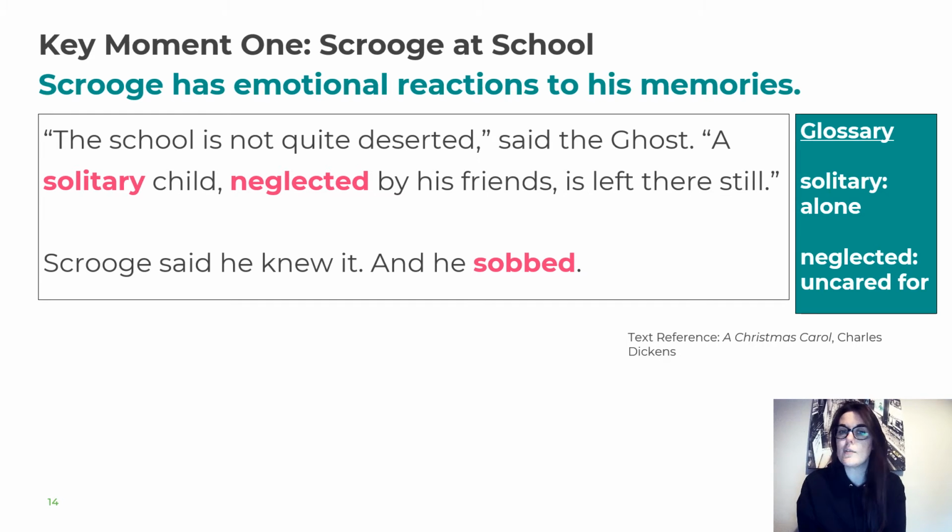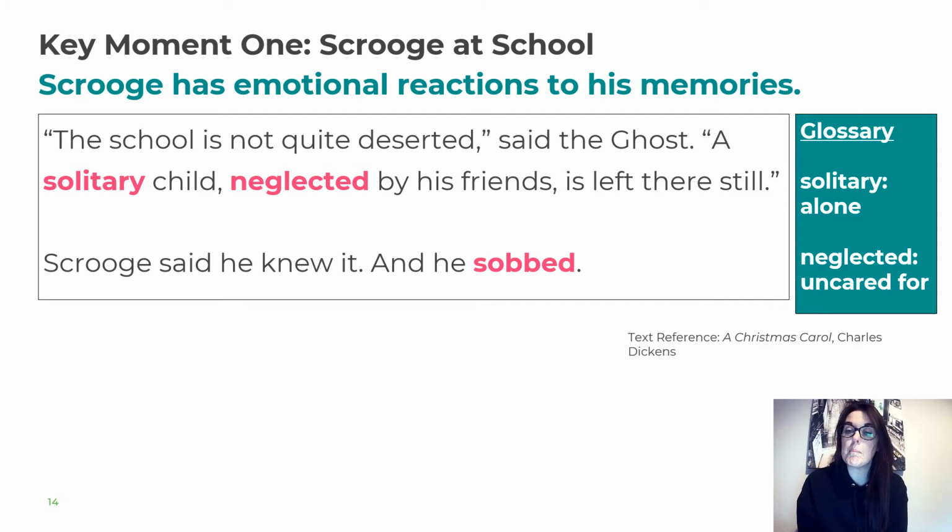So this is a massive turning point in this novel. Dickens uses the adjectives solitary and neglected to describe Scrooge at Christmas time when he was at school as a little boy. And this memory provoked an intense reaction straight away, as we can see from the verb sobbed.